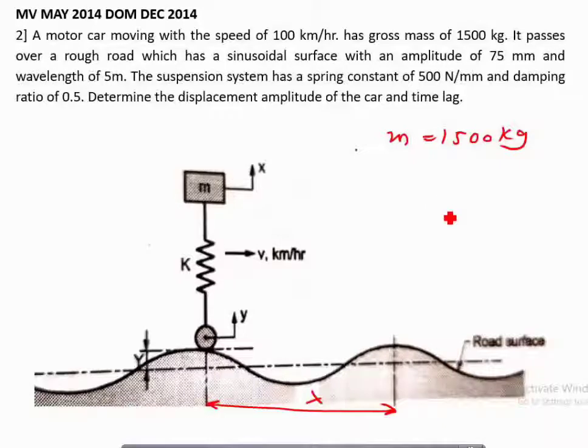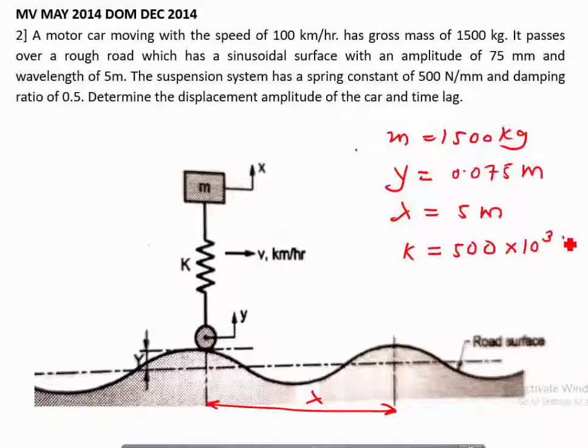Now m is given. It passes over a rough surface which has a sinusoidal surface with an amplitude of 75 mm. So they have given capital Y, the amplitude of base excitation, as 75 mm. I can convert it into meter, 0.075 meter, and a wavelength of 5 meter. The suspension system has a spring constant K equal to 500 Newton per mm, so 500 into 10 raised to 3 Newton per meter, and the damping ratio is given as zeta equal to 0.05.